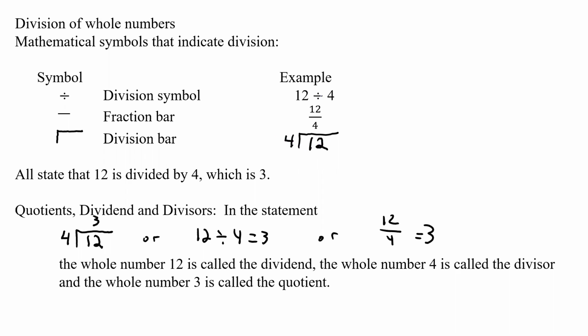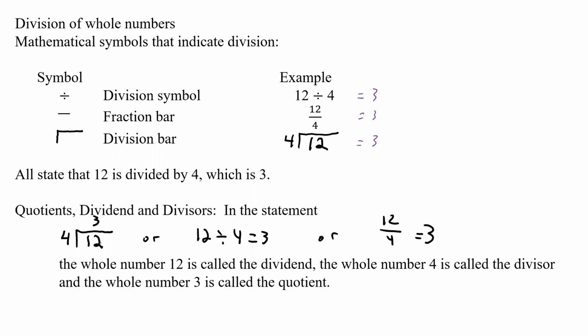But they all mean that we say 12 divided by 4, and we know that 12 divided by 4 is equal to 3, no matter which way we represent this. Okay. Now, we have special names for each of these pieces, the 12, the 4, and the 3. And so those are going to be the dividend, the divisor, and the quotient.